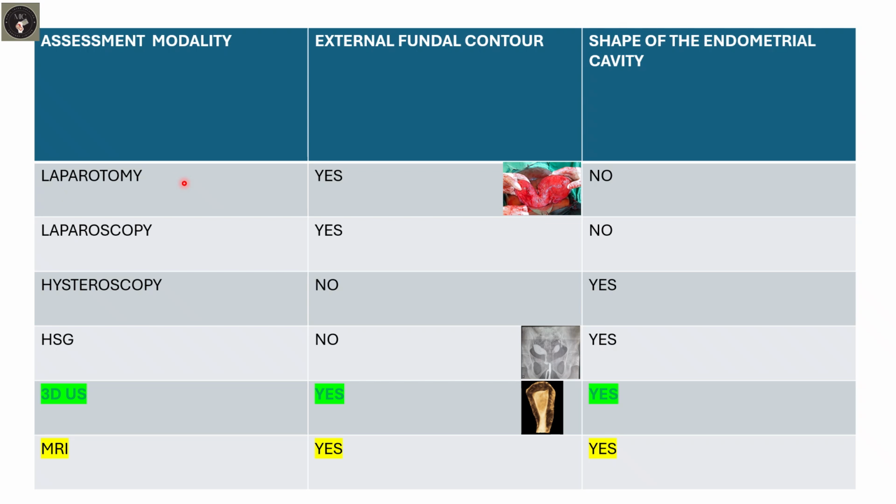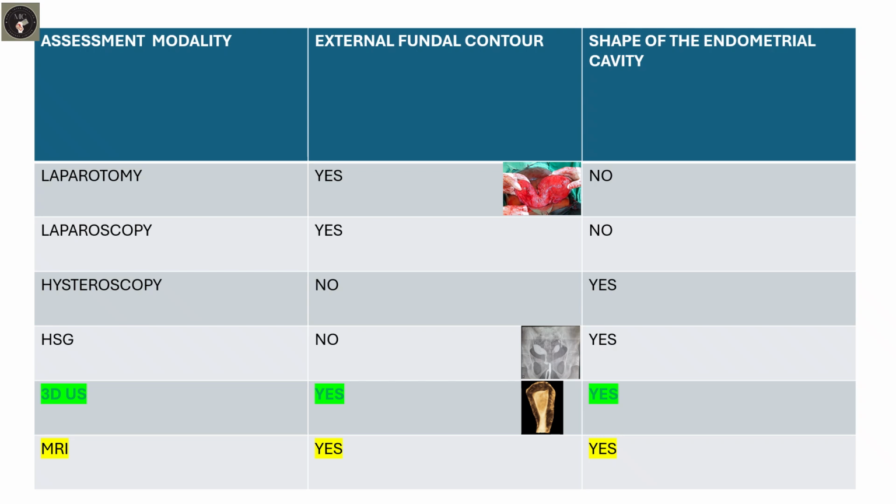So in that case, what is the imaging modality or assessment modality of choice? At laparotomy, we're able to see the external fundal contour, but the shape of the endometrial cavity will not be seen at laparotomy. This is also true of laparoscopy. When using hysteroscopy, the external fundal contour cannot be seen, but the endometrial shape can be determined. Using HSG as a diagnostic modality, the external fundal contour cannot be seen, but the shape of the endometrial cavity can be seen, as seen in this case.